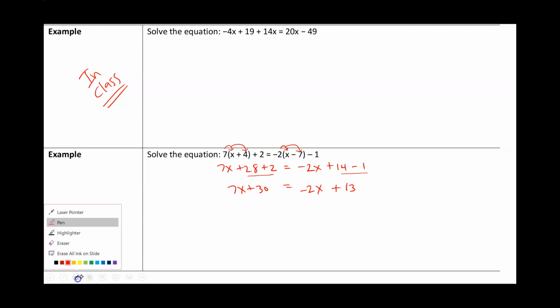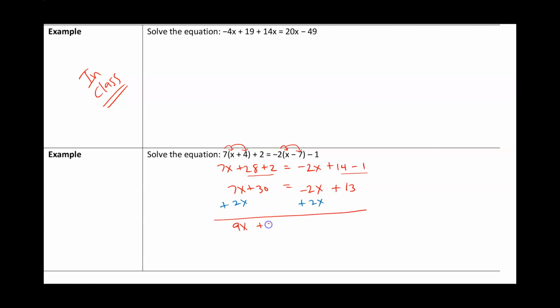Now I have to move all the variables to one side. So you can choose. I'm going to choose to add 2x and move the variables to the left. So this will give me 9x plus 30 equals 13. Next step is to move the constants to the right. So then this will give me 9x equals negative 17.